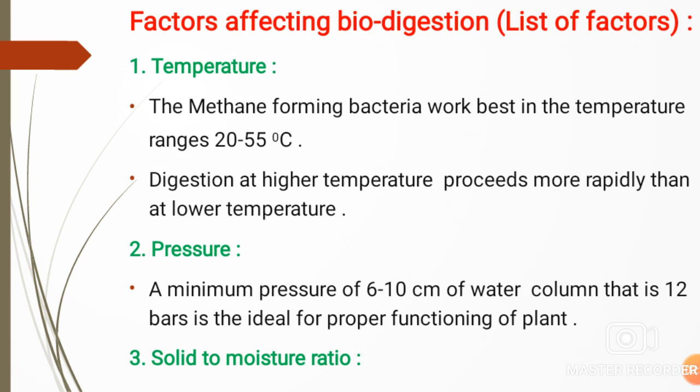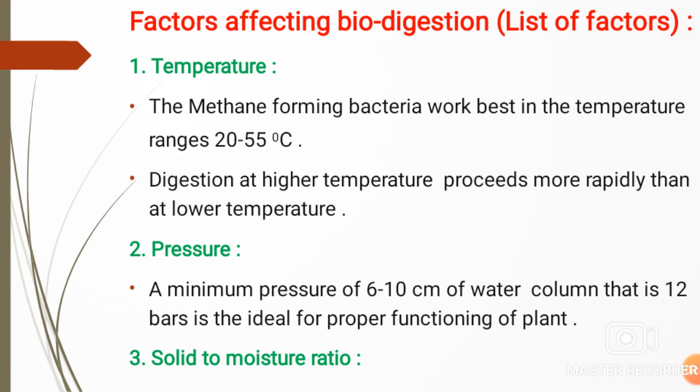So the first factor is the temperature. The methane forming bacteria work best in the temperature range between 20 to 55 degrees Celsius. As we mentioned in the previous videos, there are three phases in the digestion process, and in the methane forming phase there is a methane fermenter. This methane fermenter, or methane forming bacteria, works best in the temperature range of 20 to 55 degrees Celsius.